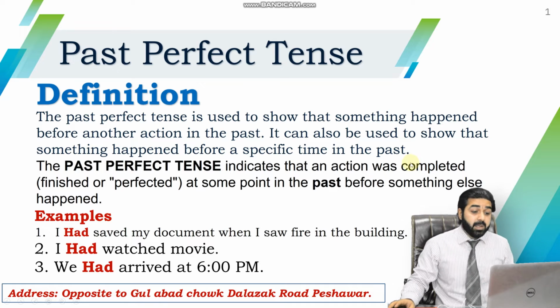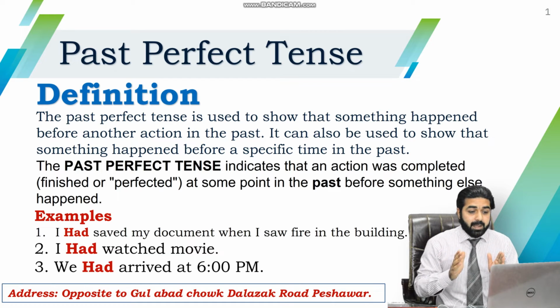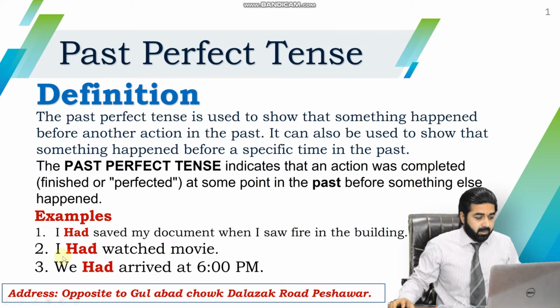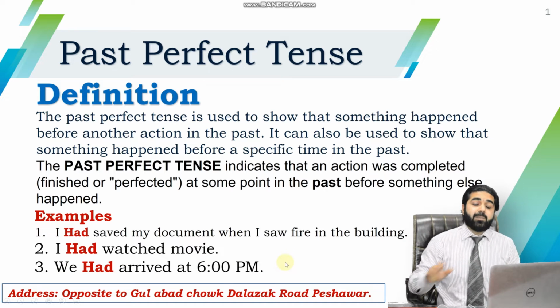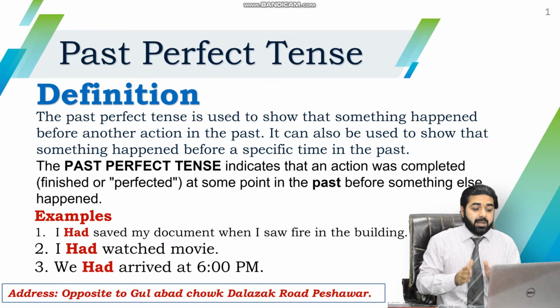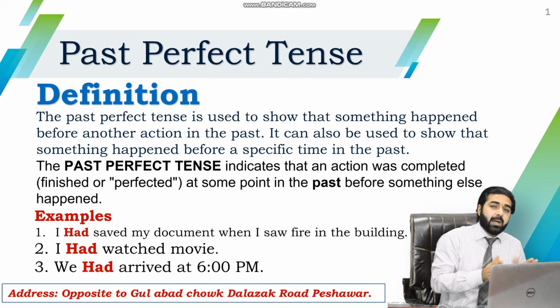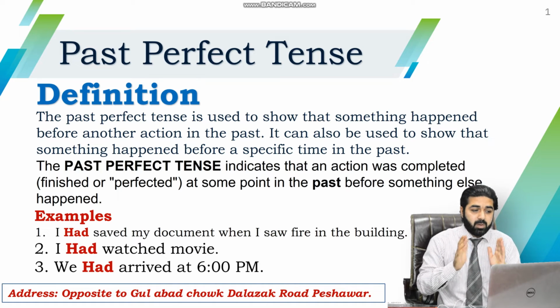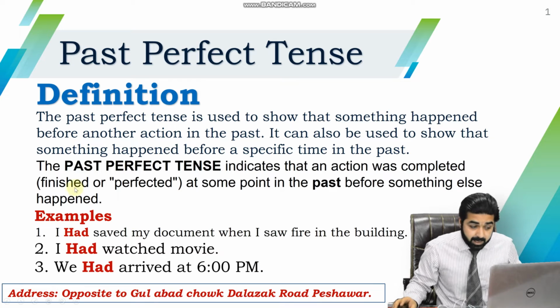Next one, it can also be used to show that something happened before a specific time in the past. अच्छा जी, इसमें आपको ये बता रहे हैं that action finished with a specific time. How? We have example number 3. We had arrived at 6 p.m. This example is an action that has completed with a specific time. वो action जो एक specific time के साथ complete हो जाए उसको भी हम past perfect tense कहते हैं.